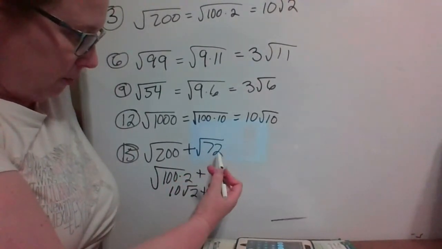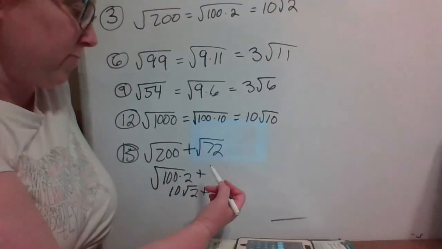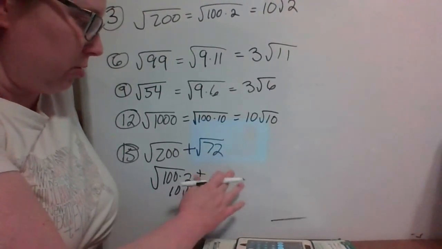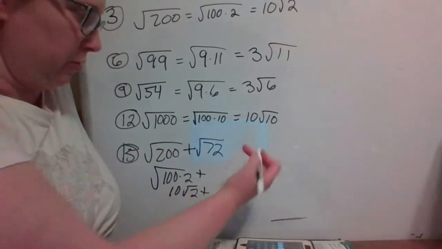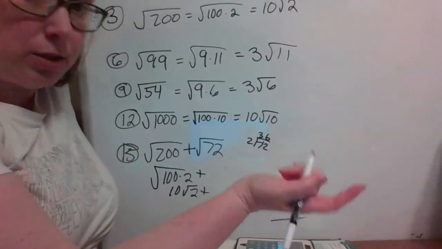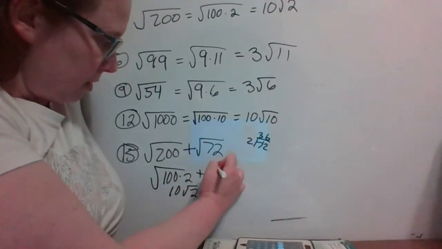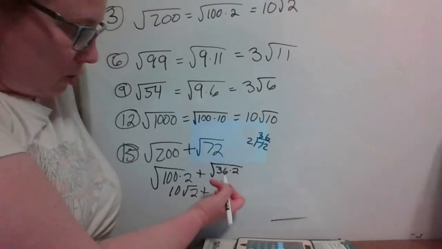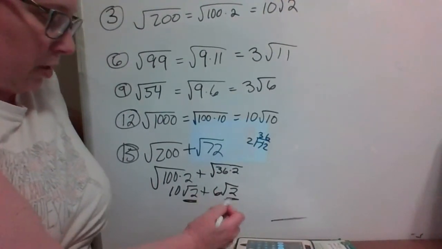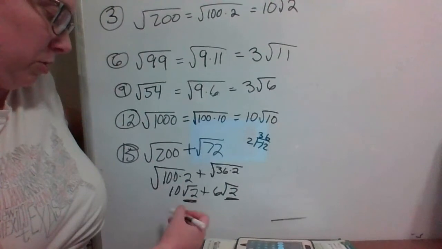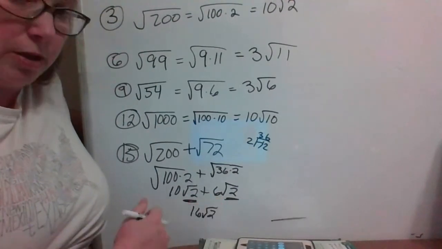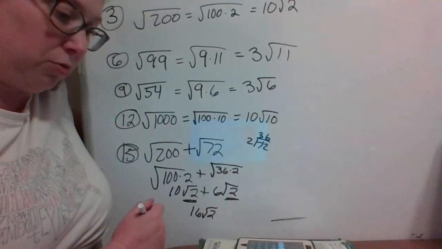plus, and then over here, I'm trying to think what we could use here. We're probably going to end up with 2 left over. So 72 divided by 2 is 36. Oh, and 36 is a perfect square. Great. So we'd say 36 times 2. Square root of 36 is 6. We still have that square root 2. Now these are like terms because they both have square root of 2. So we can add 10 plus 6 is 16. So our final answer there is 16 square root 2.